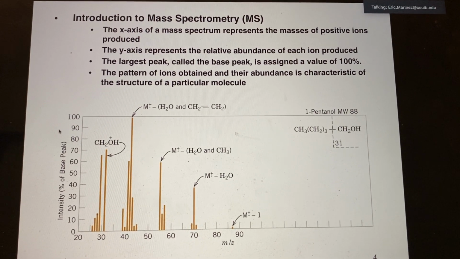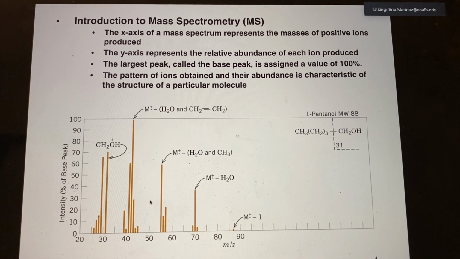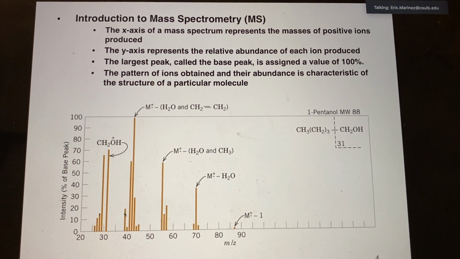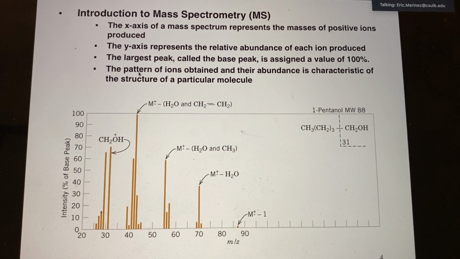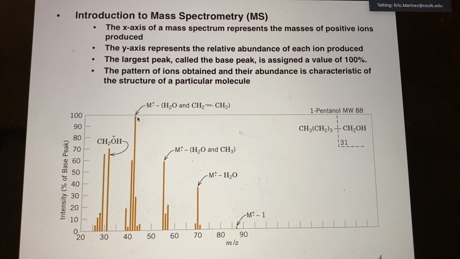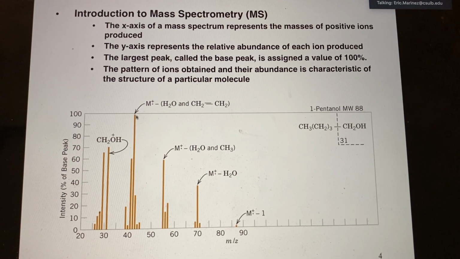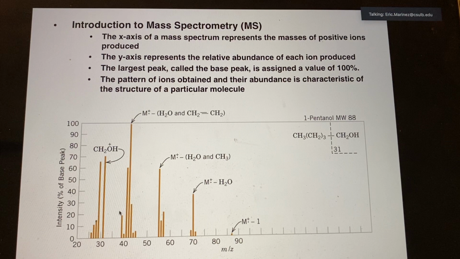The y-axis, again, represents the relative abundance of each ion. And it's relative in that we assign the largest peak here, by definition, whatever shows up as the largest peak, as 100%, and this is called the base peak. So if you hear me say the base peak, that's the largest peak, and by default we define it as 100%, so everything is relative to that 100%.